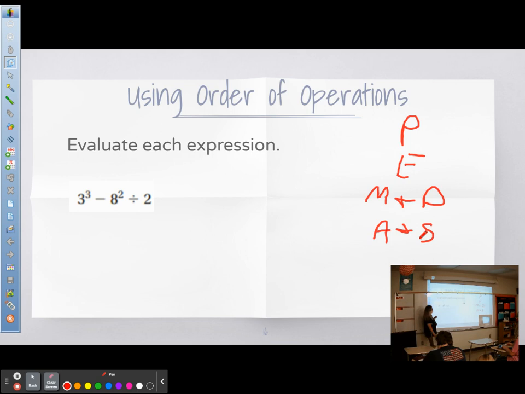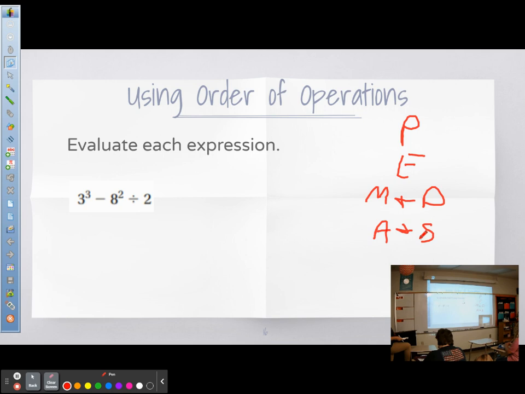Okay, so my first question is, do we have any parentheses where we need to simplify inside the parentheses? Ashton. Okay, all right. Do we have any parentheses? Oh, no. No, we don't have any parentheses. So Ashton, what's the next thing I would look for? I would look for exponents.